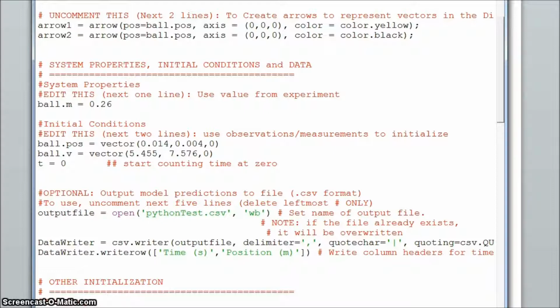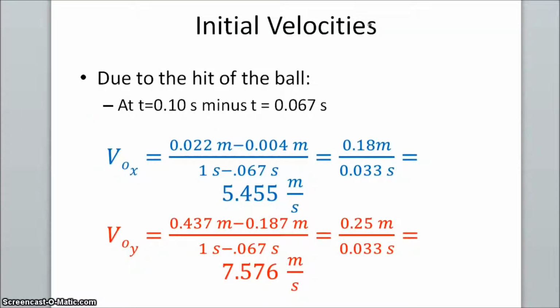We also have to set the initial velocities. To calculate the initial velocity of the volleyball, due to the way I hit the ball and how I set the tracker video and hit the different center of masses, I calculated at the times t equals 0.067 seconds and t equals 0.10 seconds, as my timing on the tracker was a little delayed. Looking at these formulas, I find that the initial velocity in the x direction is 5.455 meters per second, and the initial velocity in the y direction is 7.576 meters per second, and I plug these values into VPython.